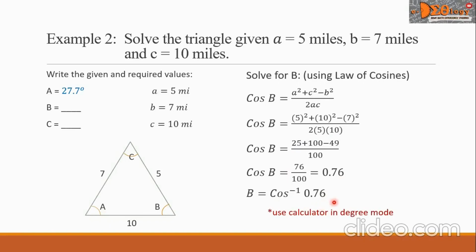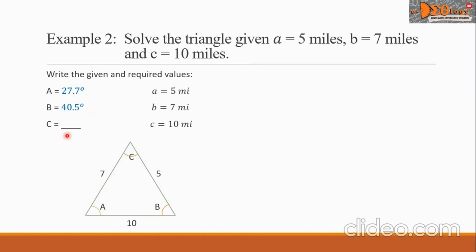0.76. Again, don't forget to use calculator in degree mode. And the angle B is equal to 40.5 degrees. This value we will copy on the blank in here, so we have B equals 40.5 degrees. Let us now solve for angle C. We can now use the formula for the sum of the angles equals 180 degrees, since there are two available angles here now.